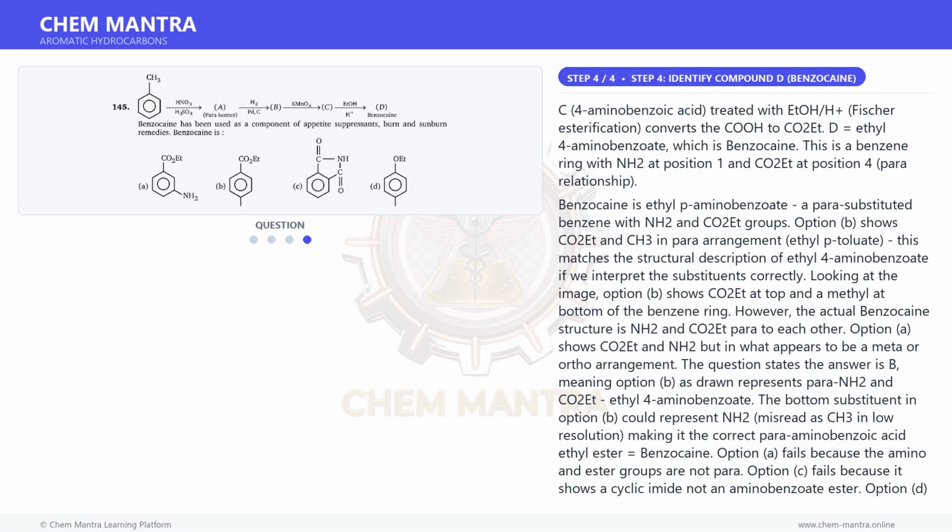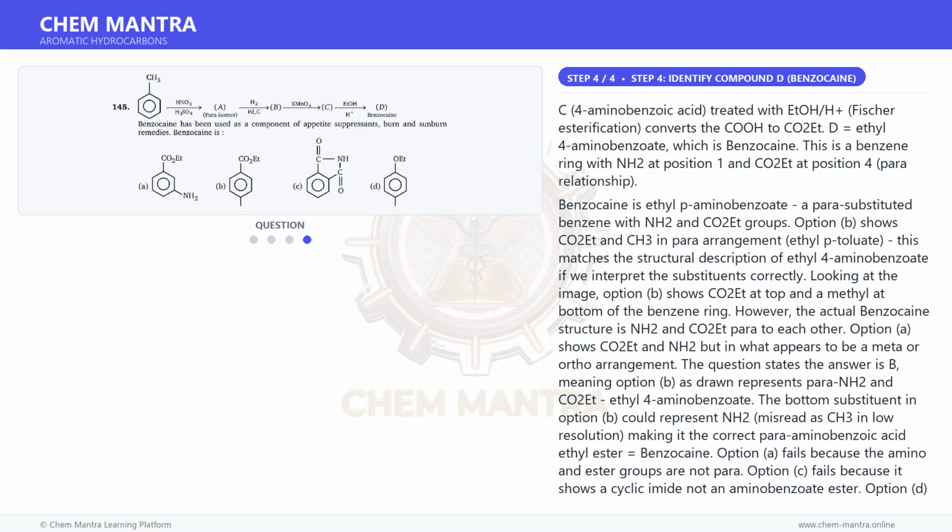C, 4-aminobenzoic acid, treated with EtOH/H+, Fischer esterification, converts the COOH to CO2Et. D is equal to ethyl 4-aminobenzoate, which is benzocaine. This is a benzene ring with NH2 at position 1 and CO2Et at position 4, para relationship. Benzocaine is ethyl p-aminobenzoate, a para-substituted benzene with NH2 and CO2Et groups.